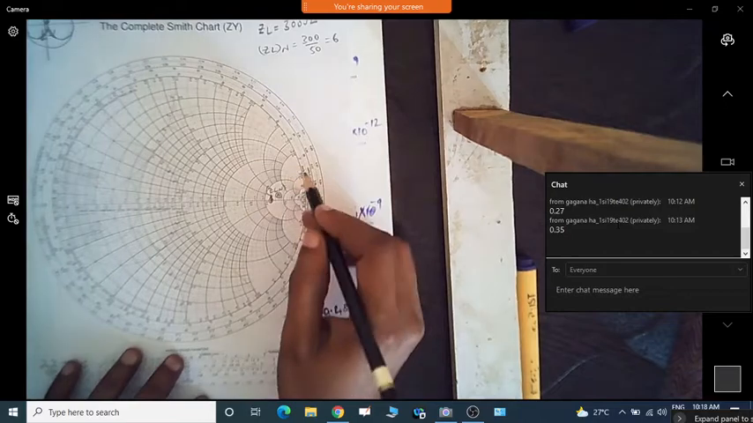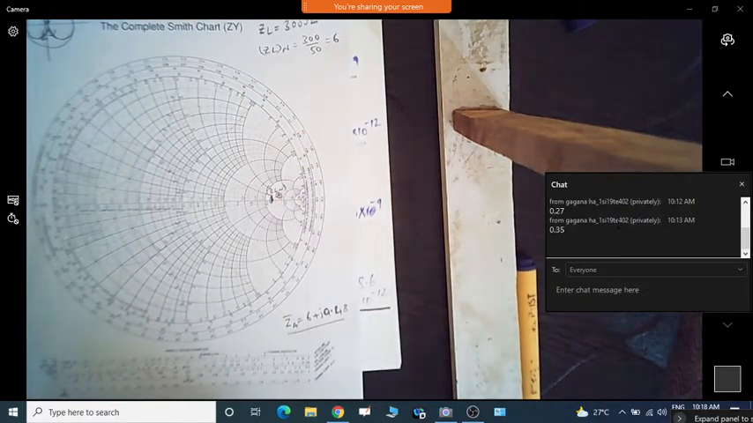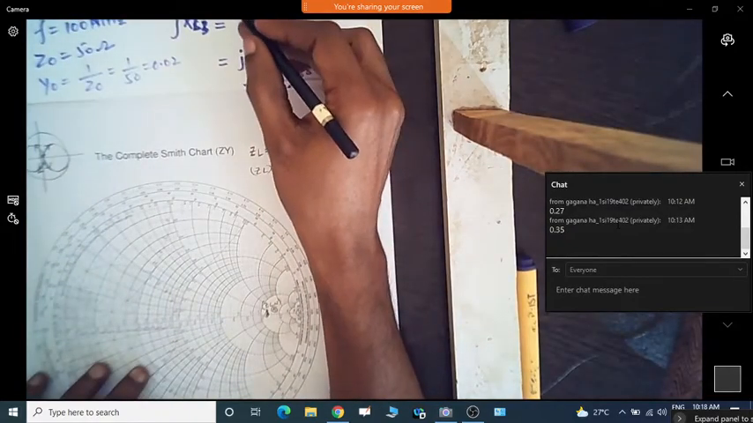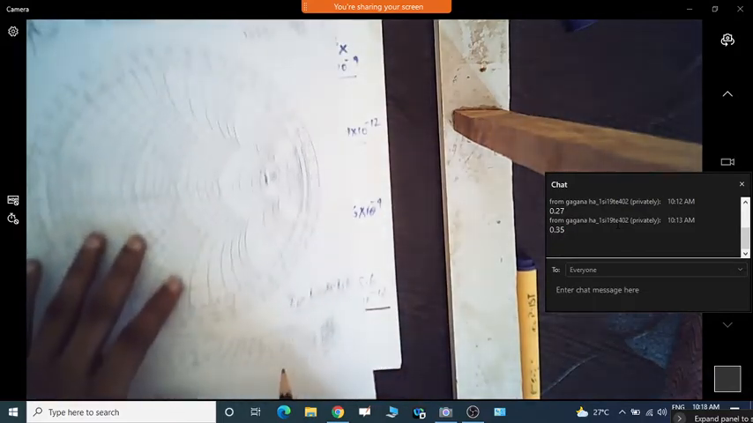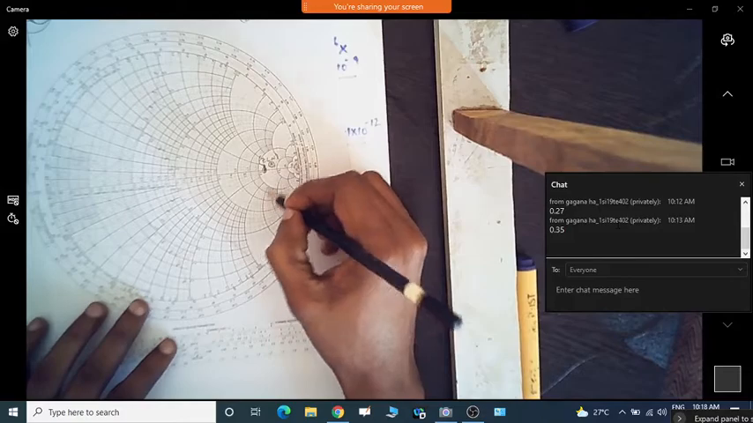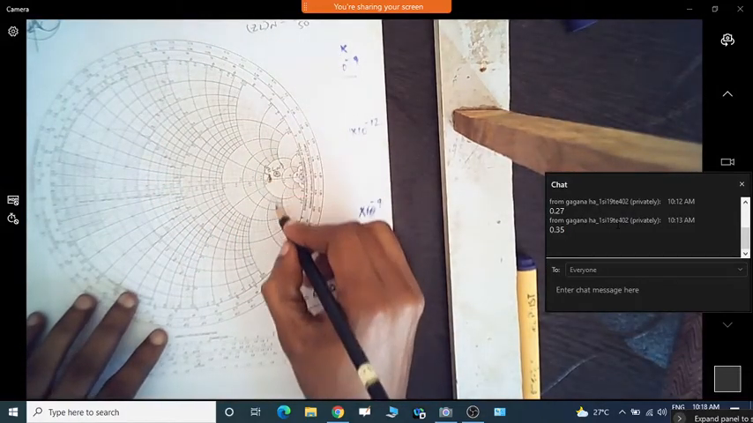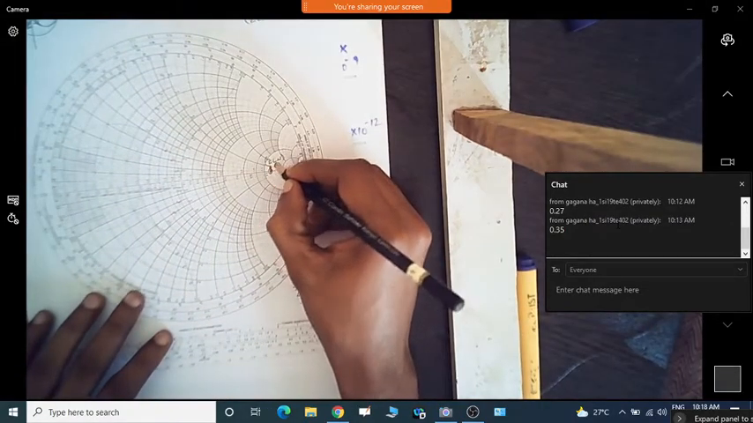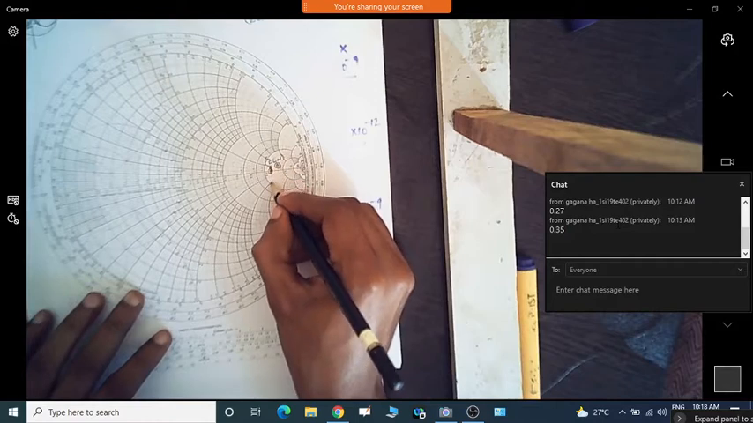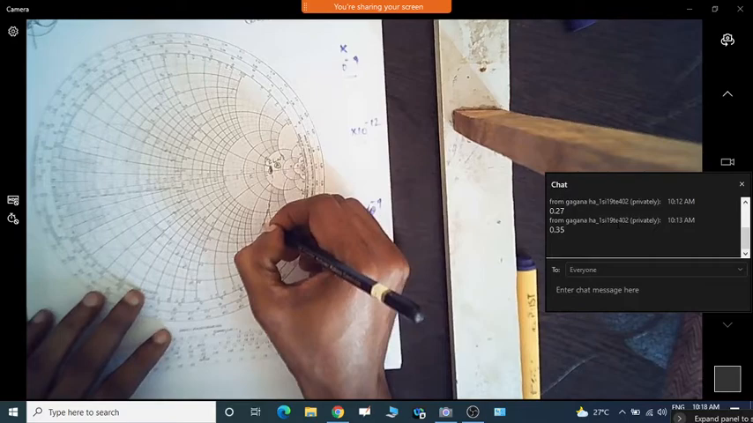So we have to move on the resistance circle upwards. Now we have to add the susceptance of the capacitor. We know the susceptance of the capacitor, and we have to move on the conductance circle. That is, you have to switch into the Y chart and move on the conductance circle. So now you can see at this point I am moving on the conductance circle, where we have this conductance circle.